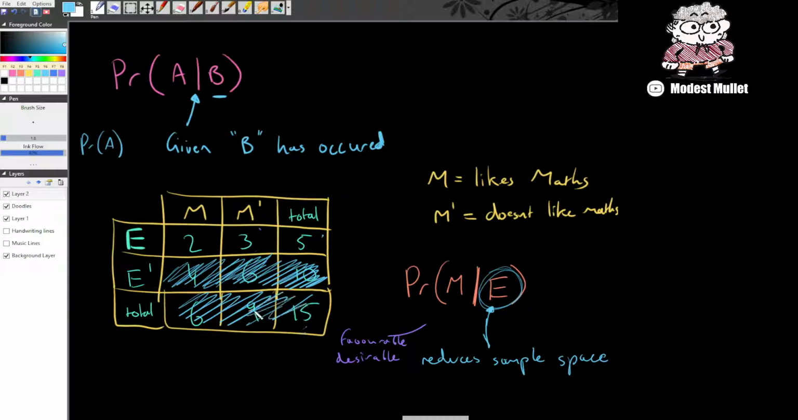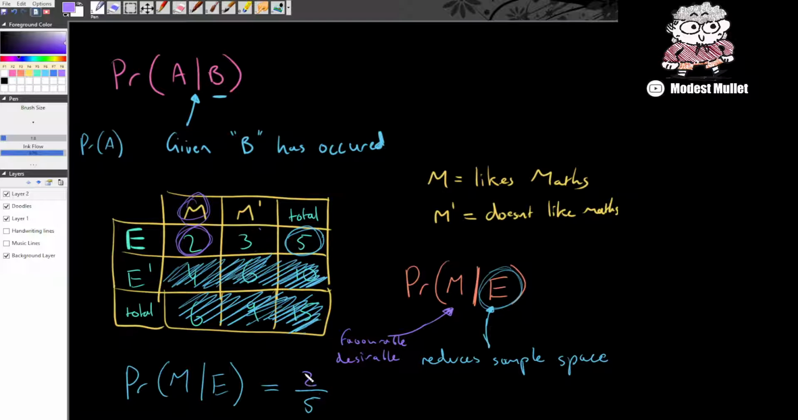All of that doesn't matter anymore. Okay? So my probability of maths given they like English, the total amount of survey participants that we now care about, we can see the total is now only 5. And our favourable outcome, how many of them actually like maths? Well, they need to like maths, and there's only 2 of them. So the probability that a student likes maths, given we know they already like English, is 2 out of 5.